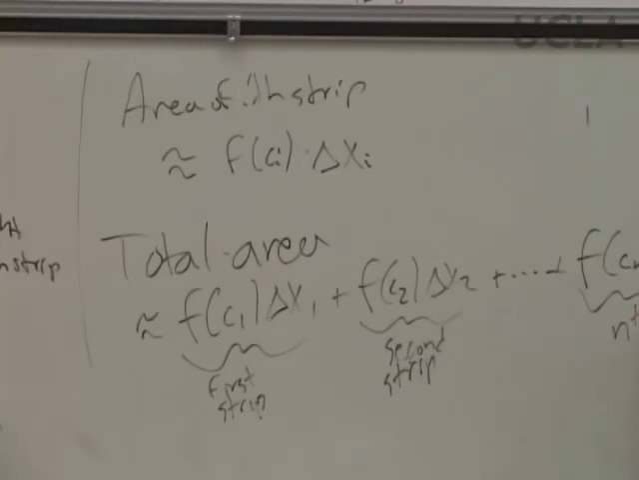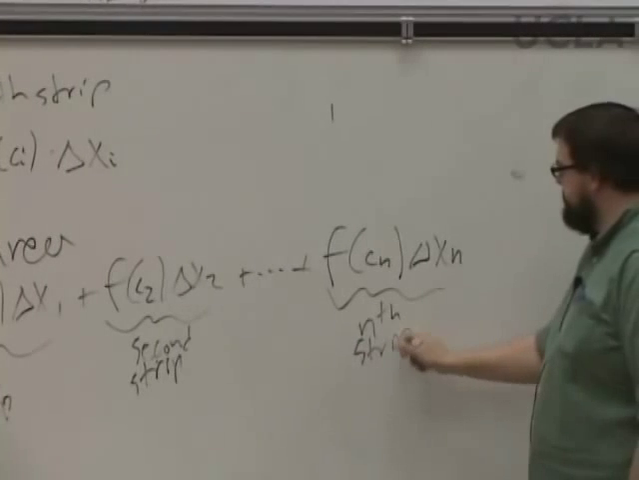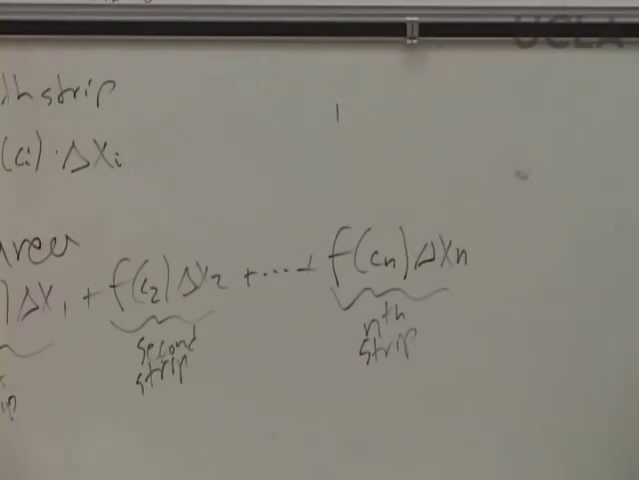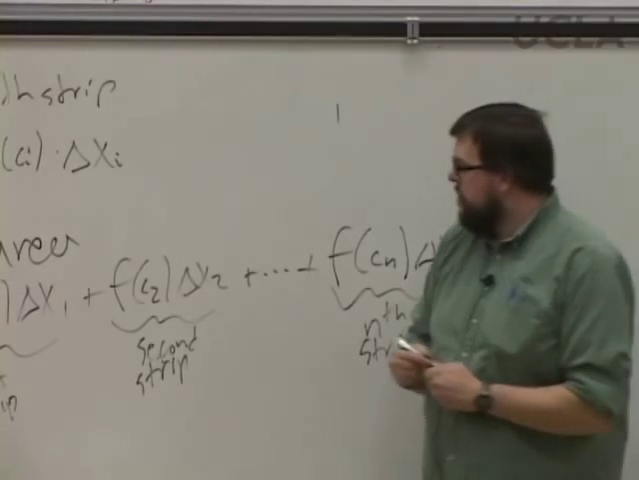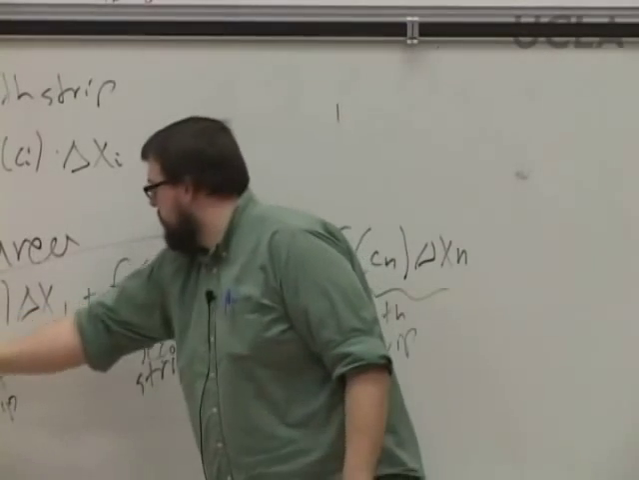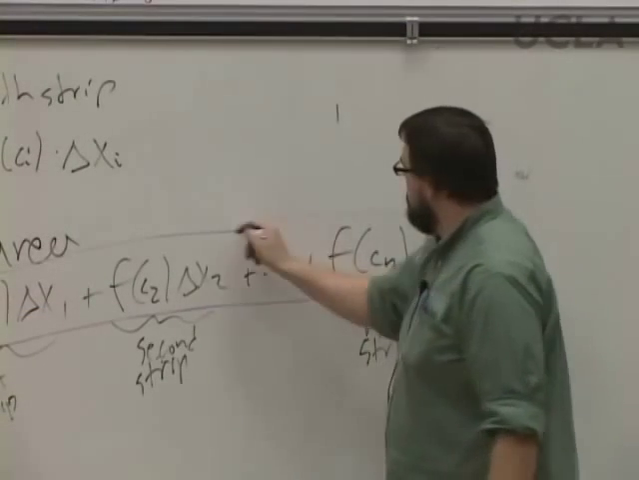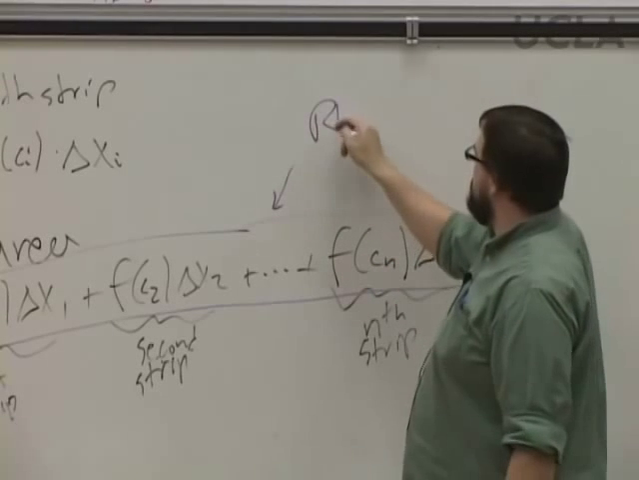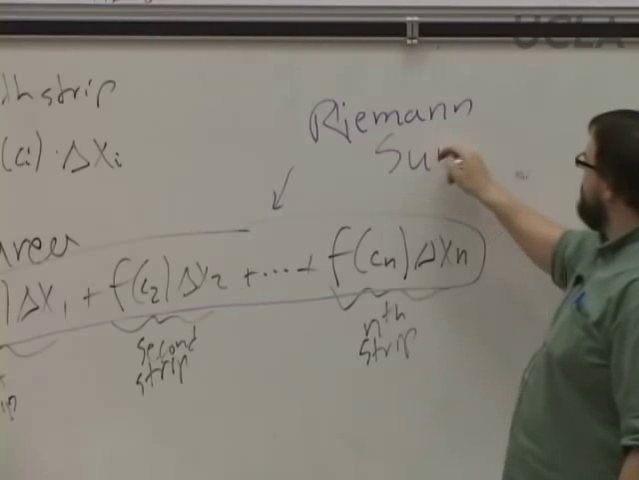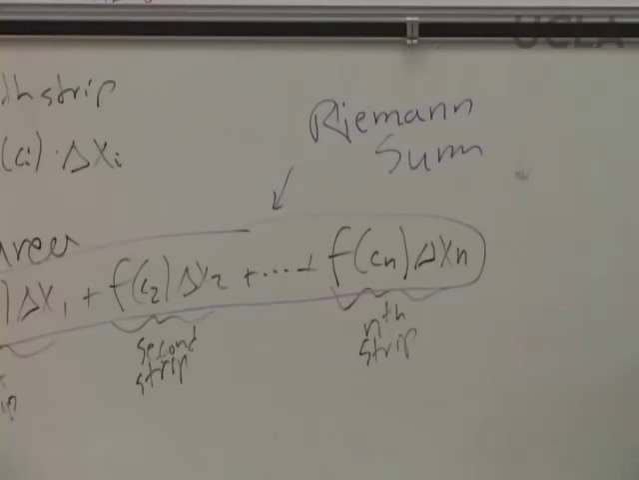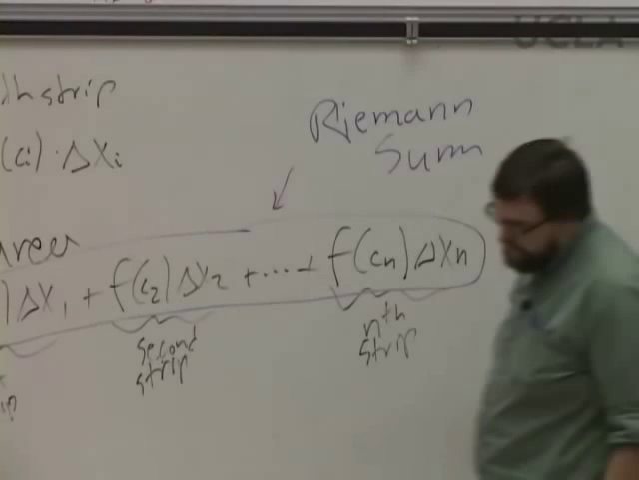This is the nth strip, or the last strip. Maybe I should use a different marker. And that's our idea. Now this here has a name. This is called a Riemann sum. And Riemann was a mathematician. Very smart guy. You can read a little bit about him in the next section, 5.2.